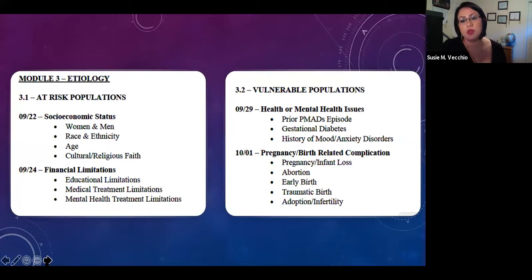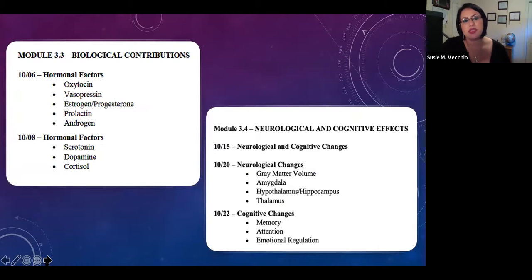We look at people who have experienced abortion, early birth, traumatic births, and most interestingly, we look at the population of parents who adopt or experience infertility issues. And it's typically unknown that these parents experience some of the same symptoms that biological parents experience when they have children, because of the expectations that they have set up for themselves as parents.